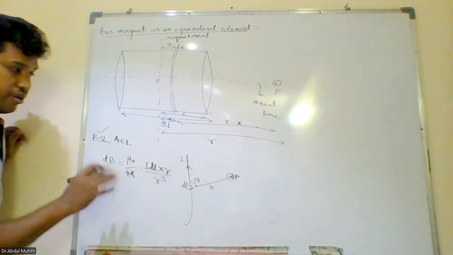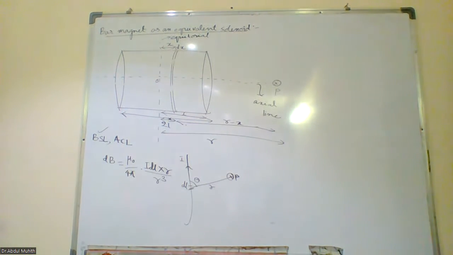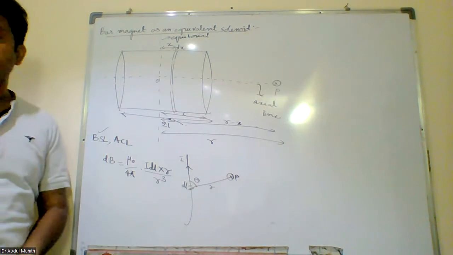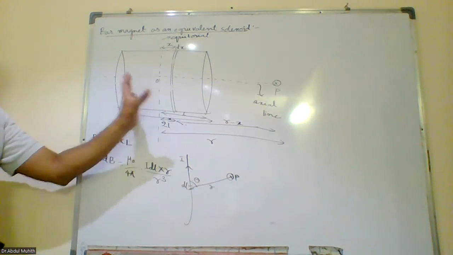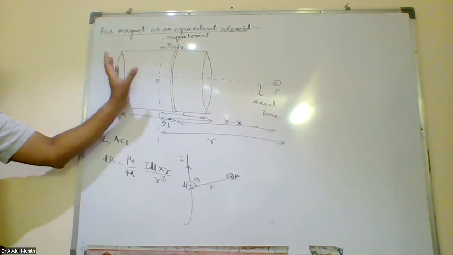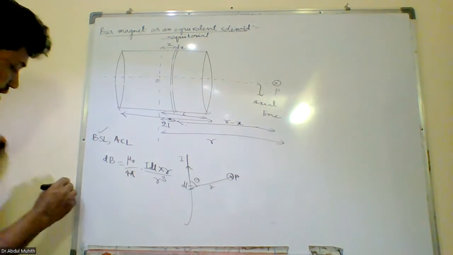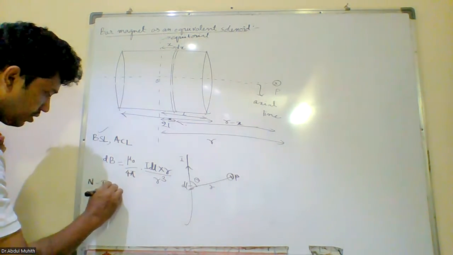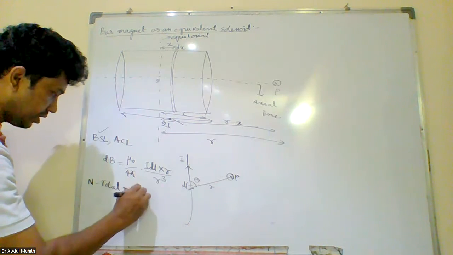This is the formula we have discussed before in the 4th lesson. The same thing I am going to use now also. But here one more thing comes into the picture. What is that? The number of turns. How many turns? So the total number of turns is N. Here I'll write that also. Capital N is the total number of turns.